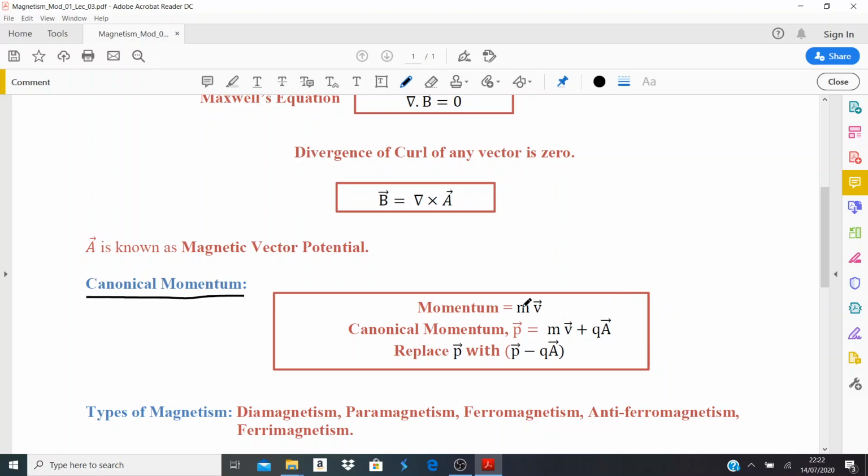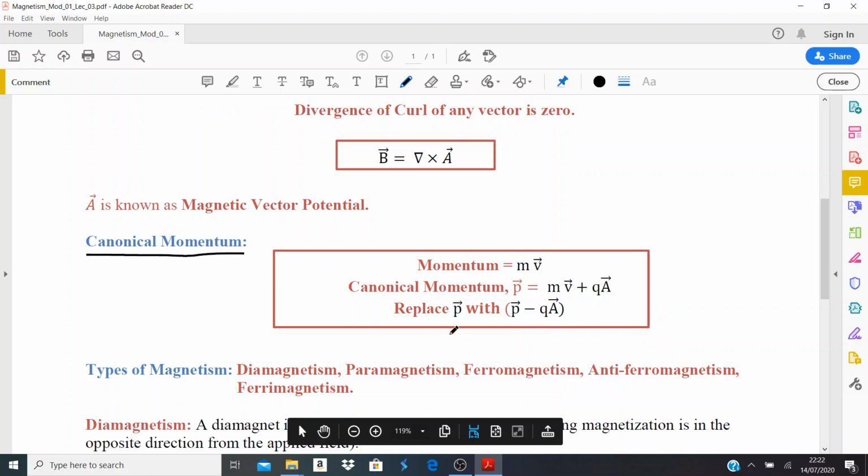So if you look at these two definitions, you can see there is an extra qA in this definition. So it will be good if you can replace the p with p minus qA, because it's as though we are trying to get rid of this vector potential term qA. So whenever you see p in some expression, we should be replacing it by p minus qA. This is a way to understand the canonical momentum.